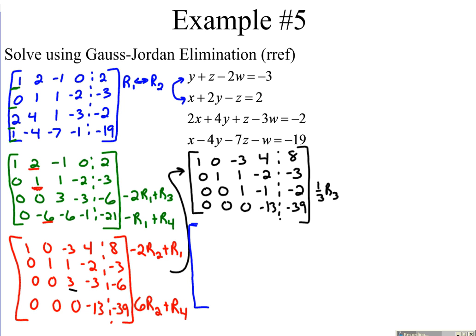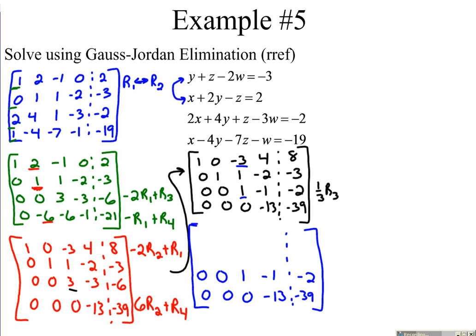All right, now we want zeros in the rest of column 3. So these two bottom rows do not need to change. So let's rewrite those. 0, 0, 0, -13, -39, and 0, 0, 1, -1, -2.